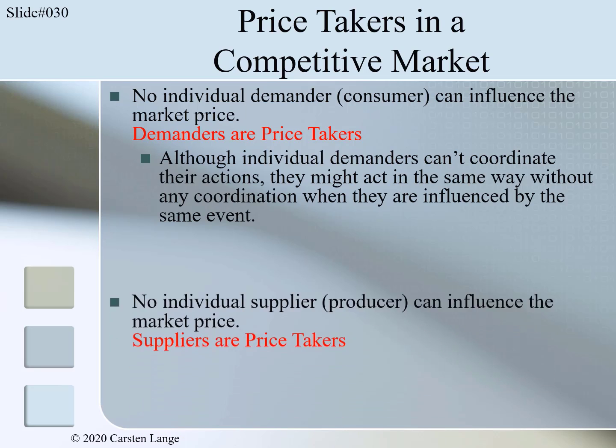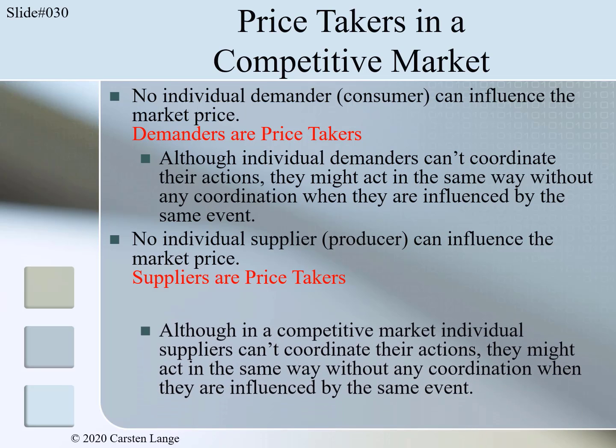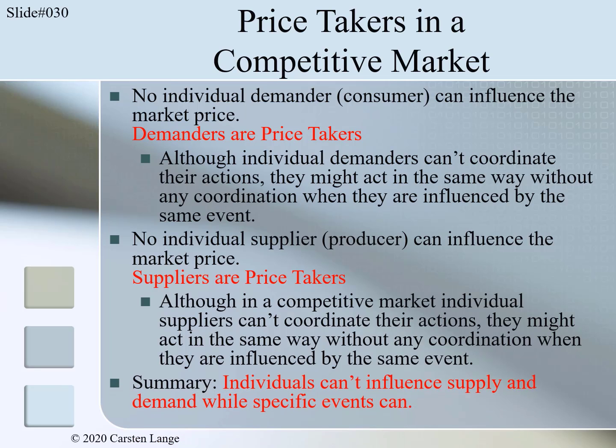No individual supplier can influence the market price. Suppliers are price takers. Although in a competitive market individual suppliers can't coordinate their actions, they might act in the same way without any coordination when they are influenced by the same event. For example, while a production increase or decrease of one farmer would not influence the wheat supply at all, a drought would hurt a lot of farmers and the overall supply of wheat would go down. Bottom line, individuals can't influence supply and demand, while specific events can.